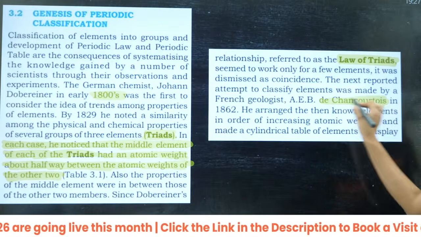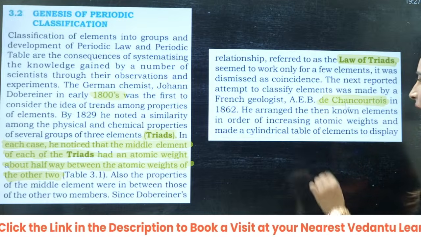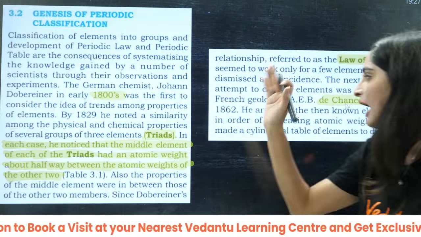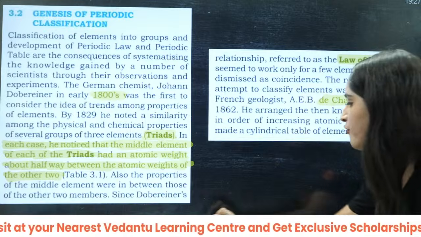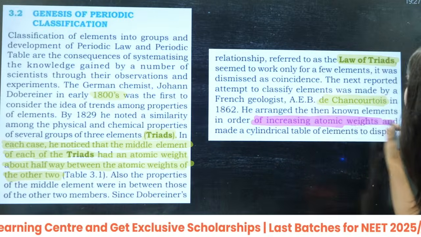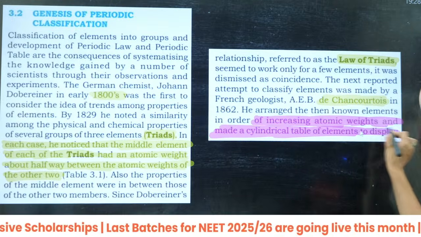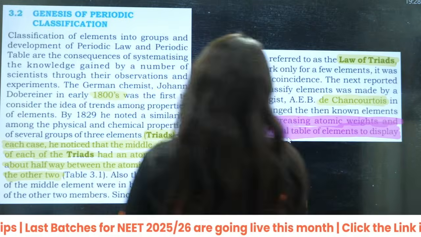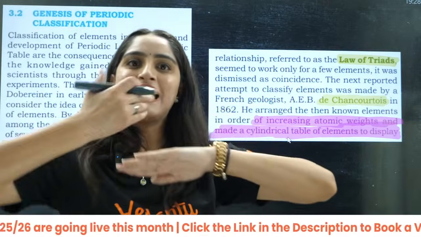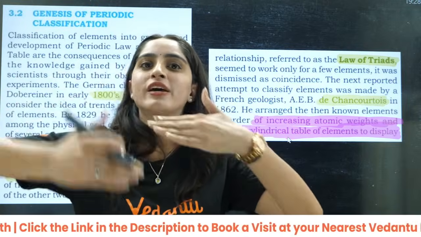Chancourtois... sorry, Playfair, okay, in 1862. He arranged the elements that were known at that time in order of increasing atomic weights and made a cylindrical table of elements. Oh my God, what is he saying? He made a cylindrical table of elements. He arranged them in such a manner that these are occurring, and he made a cylindrical table.